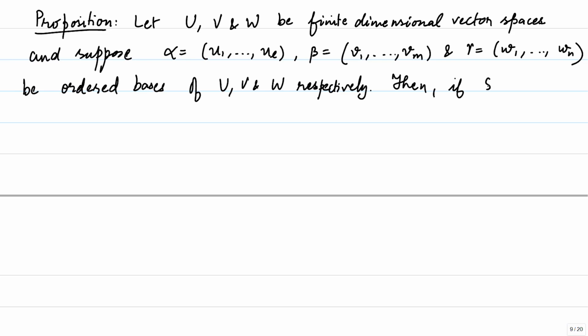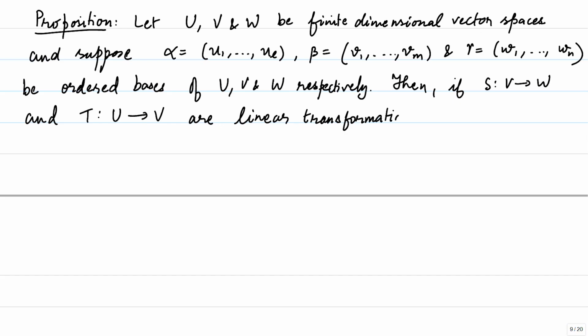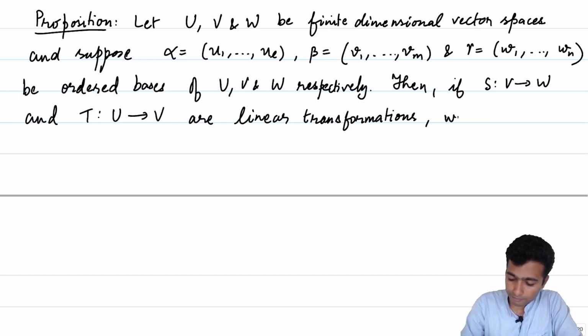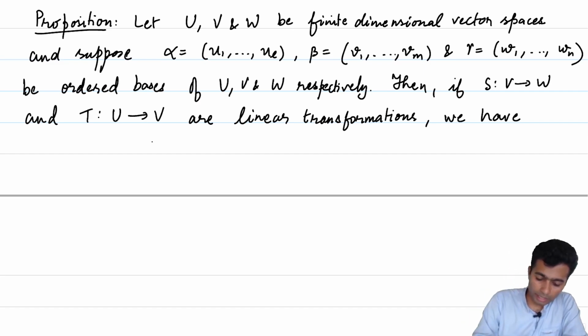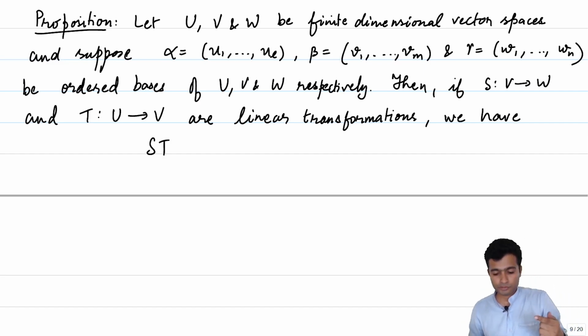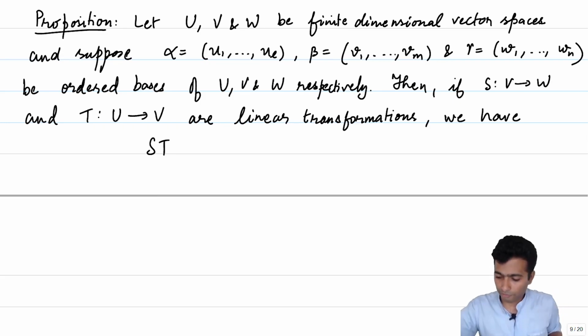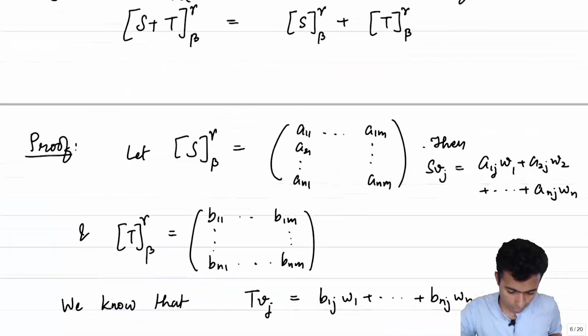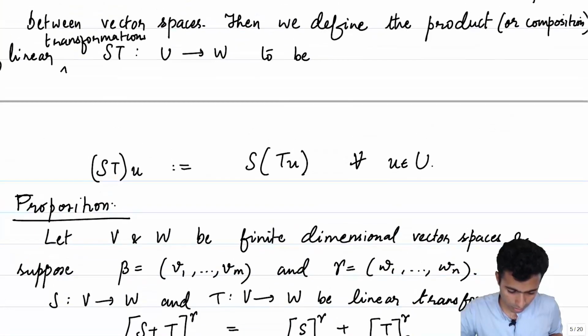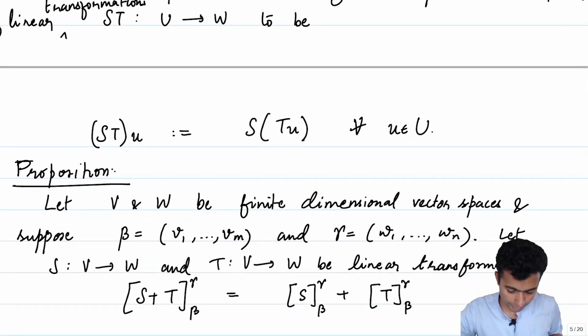if S from V to W and T from U to V are linear transformations, then in particular there is a matrix associated to both S and T, and we have ST. As you can see, this is a linear transformation which we have already checked, or have we checked? Oh, we have not checked, but that's actually a simple check.